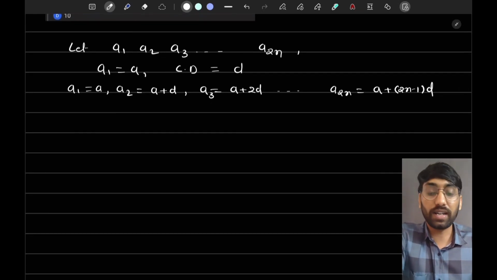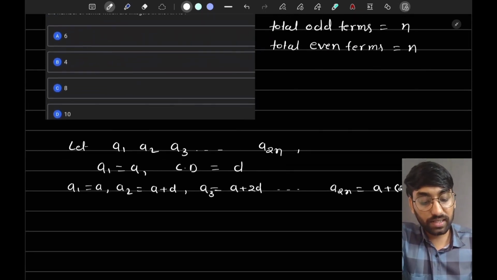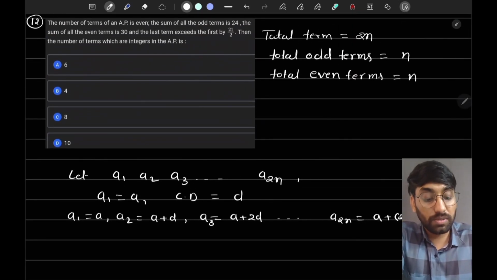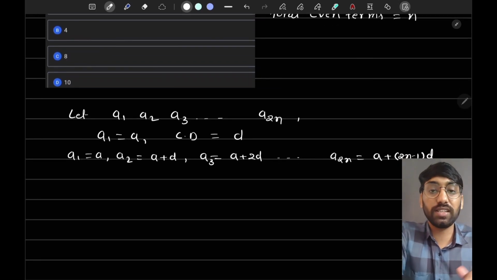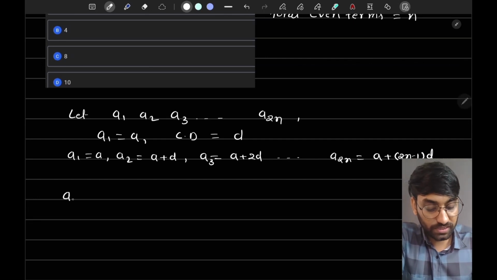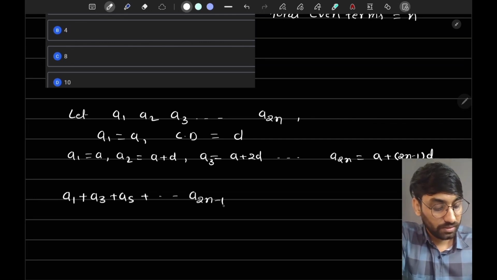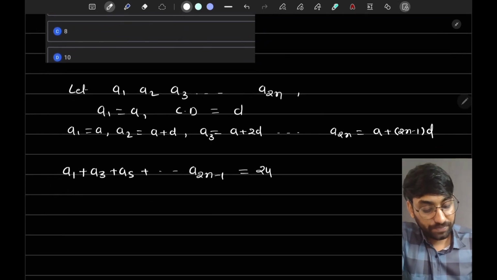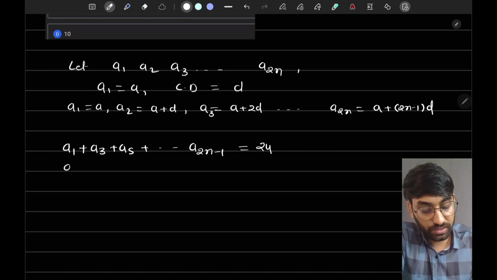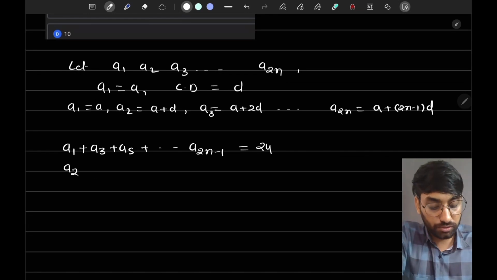Now what do I need to calculate? Firstly, what have they given? They have given that the sum of odd terms is nothing but 24. Sum of odd terms means the terms which are sitting in the odd places. So basically they are simply saying that a1 plus a3 plus a5 and so on till a(2n minus 1) is nothing but what they have given, 24. Correct? Similarly, they are saying the sum of even terms, meaning the terms sitting in the even places. So a2 plus a4 plus a6 and so on till a2n, they have given as 30.